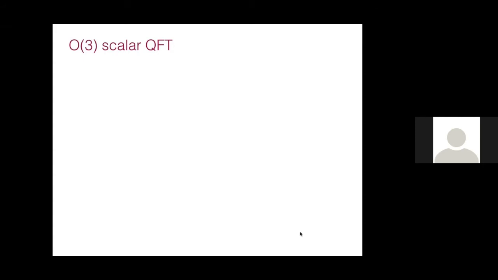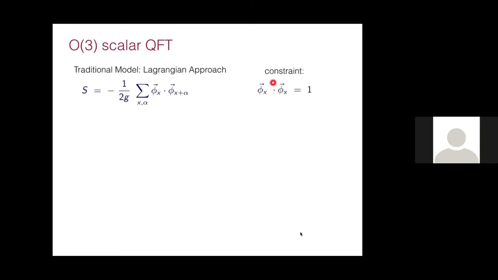Let me go ahead and try to explain all of this in the context of the simplest O(3) model. This is basically a scalar quantum field theory. In the traditional formulation of this theory, one would start with an action on a space-time lattice, where phi is basically a unit vector, and g is what we call the lattice coupling. x is a point in space-time. So it is a d plus 1 dimensional Euclidean lattice, basically a hypercubic lattice, if you wish.